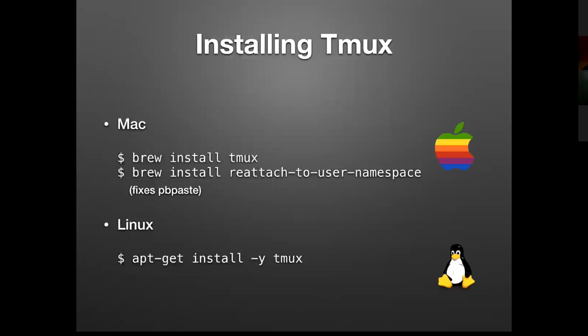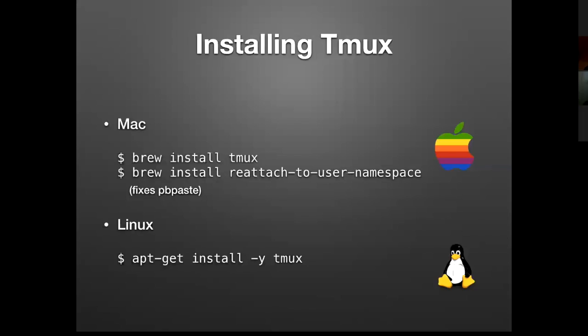If you're on Mac, you definitely have the brew program. Apart from installing tmux itself, there needs to be this reattach-to-user-namespace program. It fixes the pasteboard. This is for Mac users, they will know. So if you're a Mac user, just install these two programs with brew. And if you're on Linux, it's as easy as apt-get install tmux.